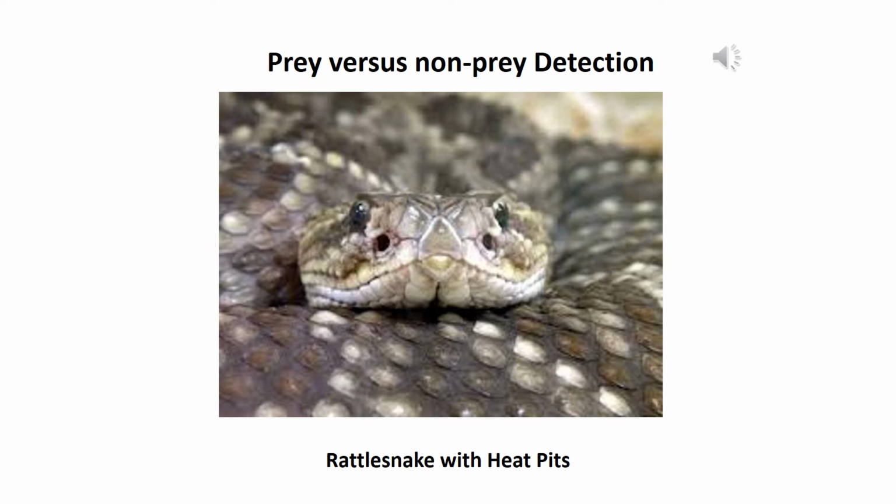Prey versus non-prey detection. Right here is a rattlesnake, and you can see the two large nostrils that actually are for detecting heat. So they only hunt warm-blooded animals such as mice, rats, and rabbits. They will not go after a lizard because it's cold. And those nostrils, which are actually heat pits, will help detect warm-blooded animals.